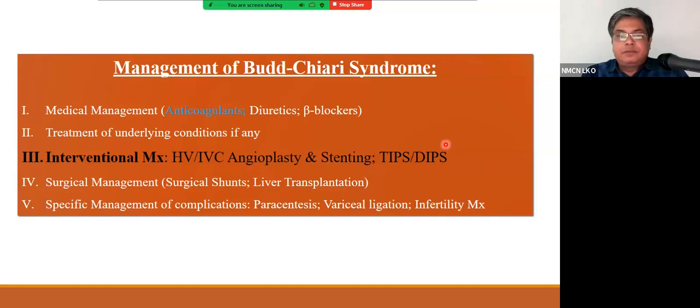Surgical management in the form of surgical shunts and liver transplantation, and specific management of complications in the form of paracentesis, variceal ligation, and infertility management. Of these, radiological interventions and medical management together constitute the dominant therapeutic approaches in the management of Budd-Chiari patients, with surgical management reserved for only a limited number of cases.